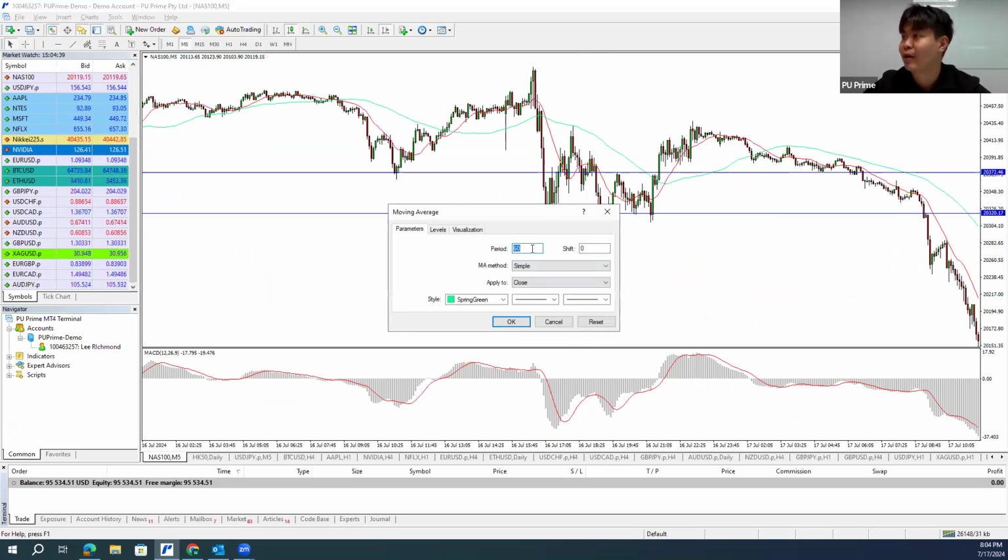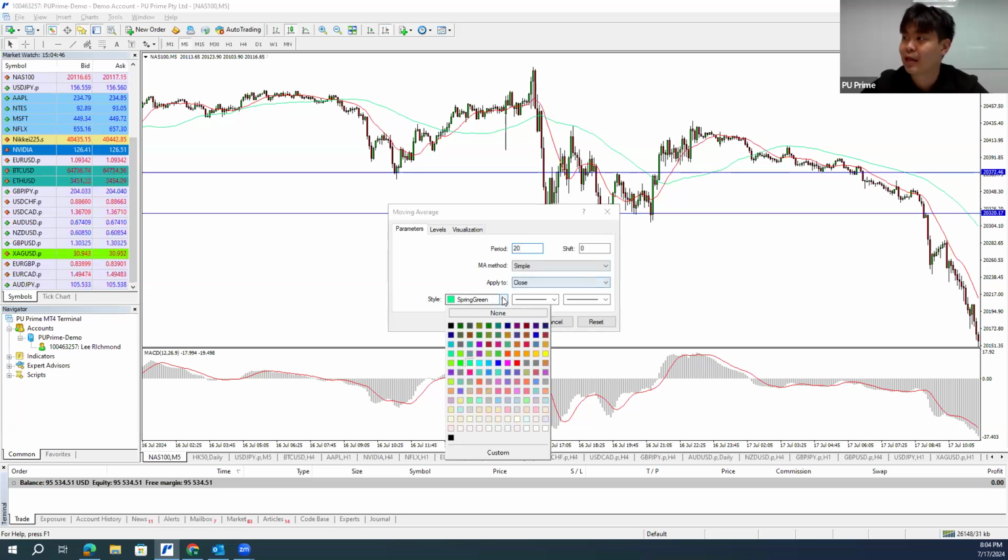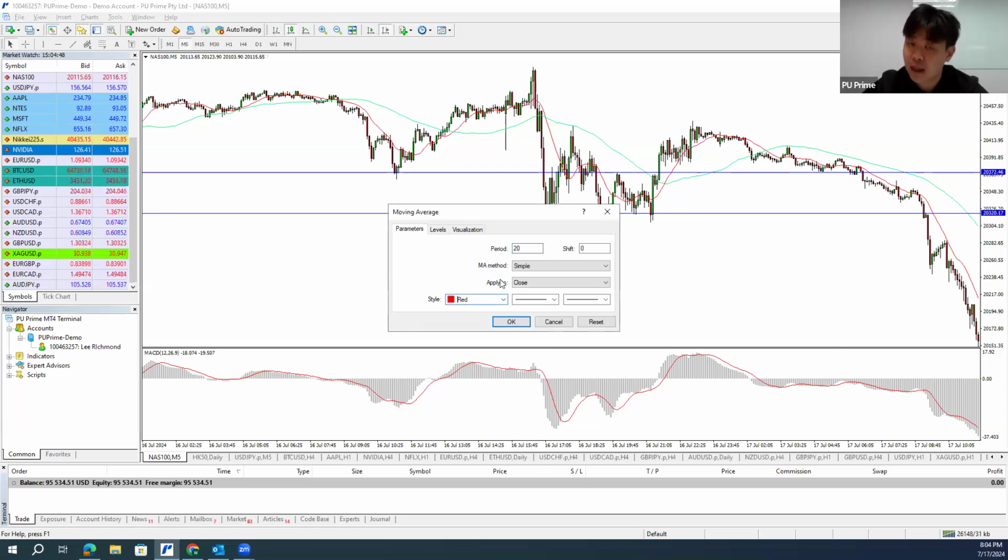So after you set the moving average, you can set the period 60, then you put it green color, then you change to 20, a short-term line, then you put into the red color, any color you want. But what is the most important thing is you need to set the periods nicer. So one is short-term periods, one is long-term periods.